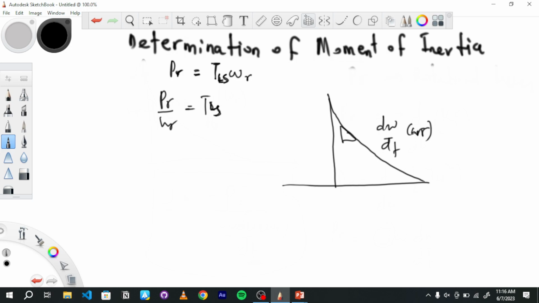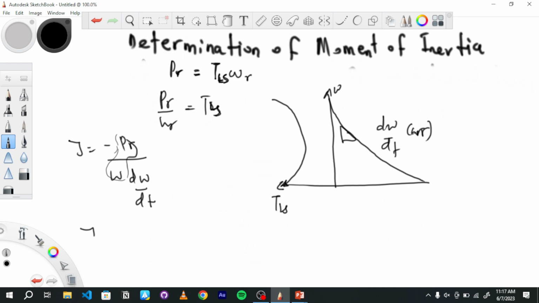I can also plot a graph of torque against speed. So here, this will correspond to my rotational loss torque against speed, and that graph will look something like this. So now I can have the formula, right? In the first case I had J equal to minus PR over omega times d omega dt. But I know that PR over omega is TL. So I can say J is equal to minus rotational loss torque over d omega dt.